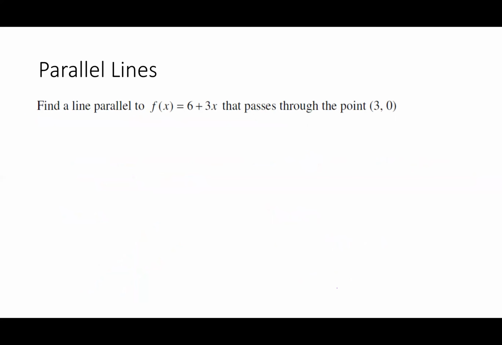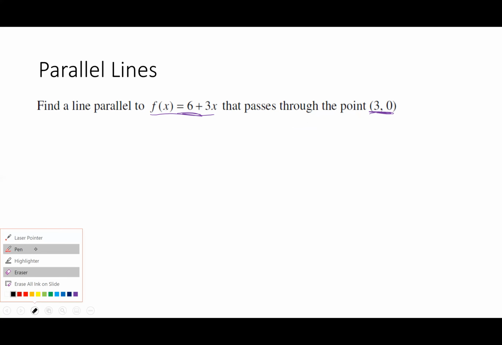Now, go ahead and pause the video and try this problem on your own. Given this line, we're going to find a new linear equation that's parallel to it, but also passes through this point. Observe that I'm not saying that this line passes through this point. That's not true. It doesn't. But we're going to find a new equation that is parallel to the line 6 plus 3x, and it also has to pass through the point (3, 0). Go ahead and pause the video and try this on your own first.